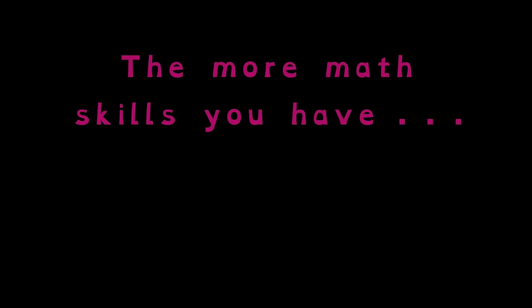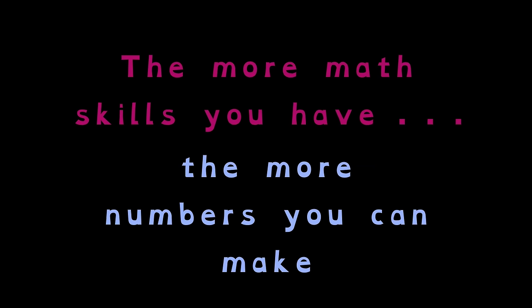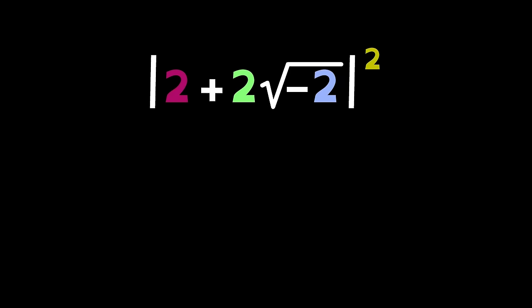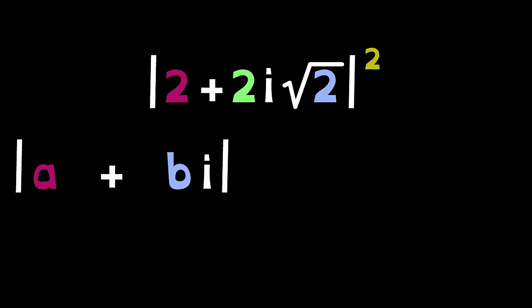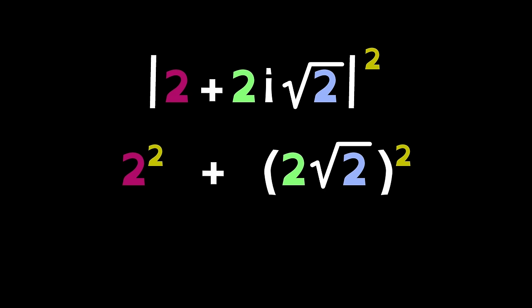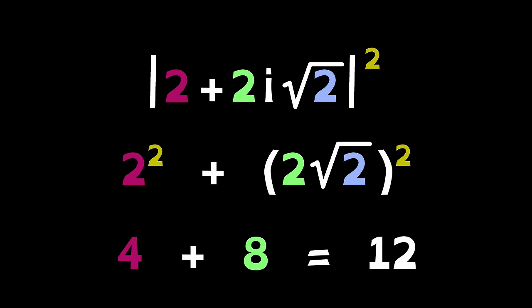The more math skills you have, the more numbers you can make. For example, 12 can be made by employing the complex numbers. The inside can be simplified as 2 plus 2i square root of 2. The squared magnitude of a plus bi is a squared plus b squared. So we get 2 squared plus 2 square root of 2 squared equals 4 plus 8 equals 12.